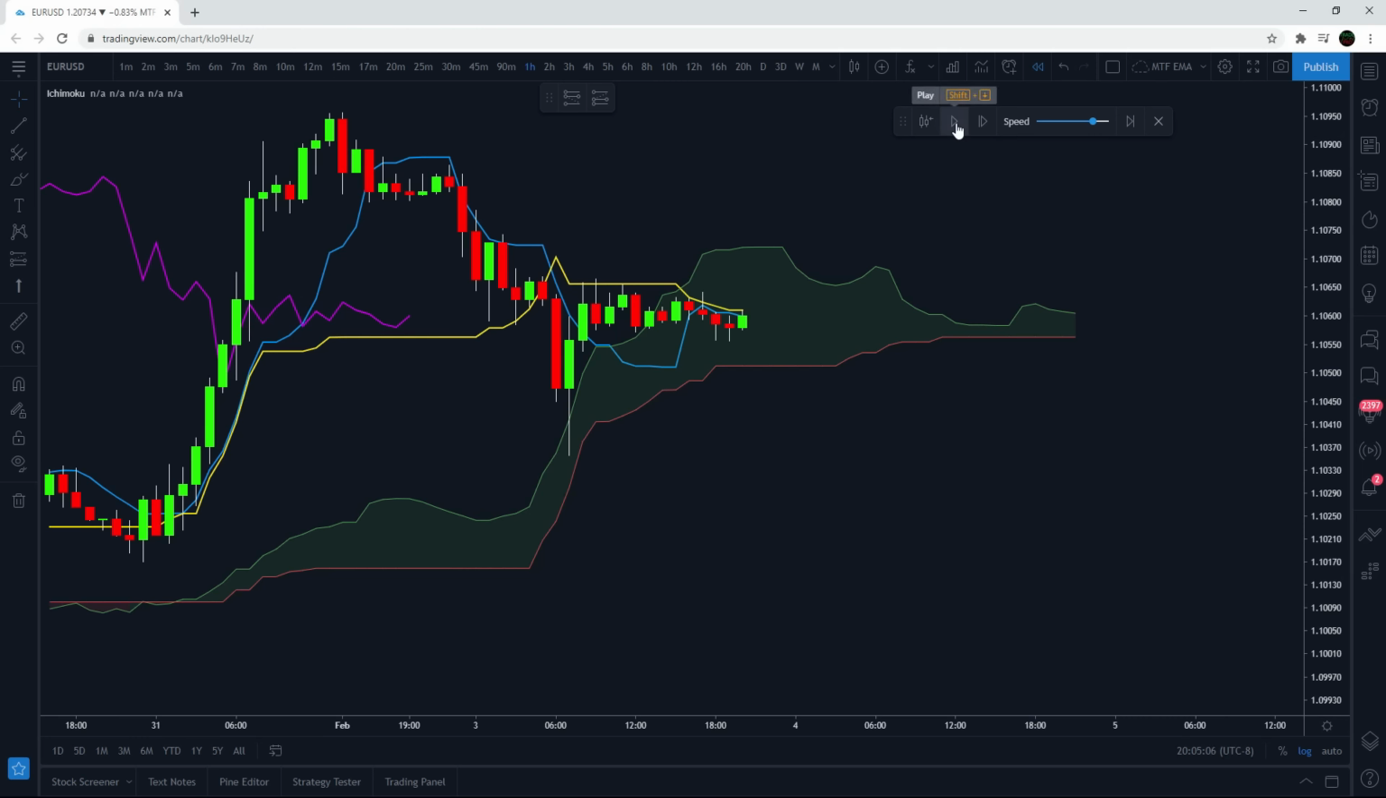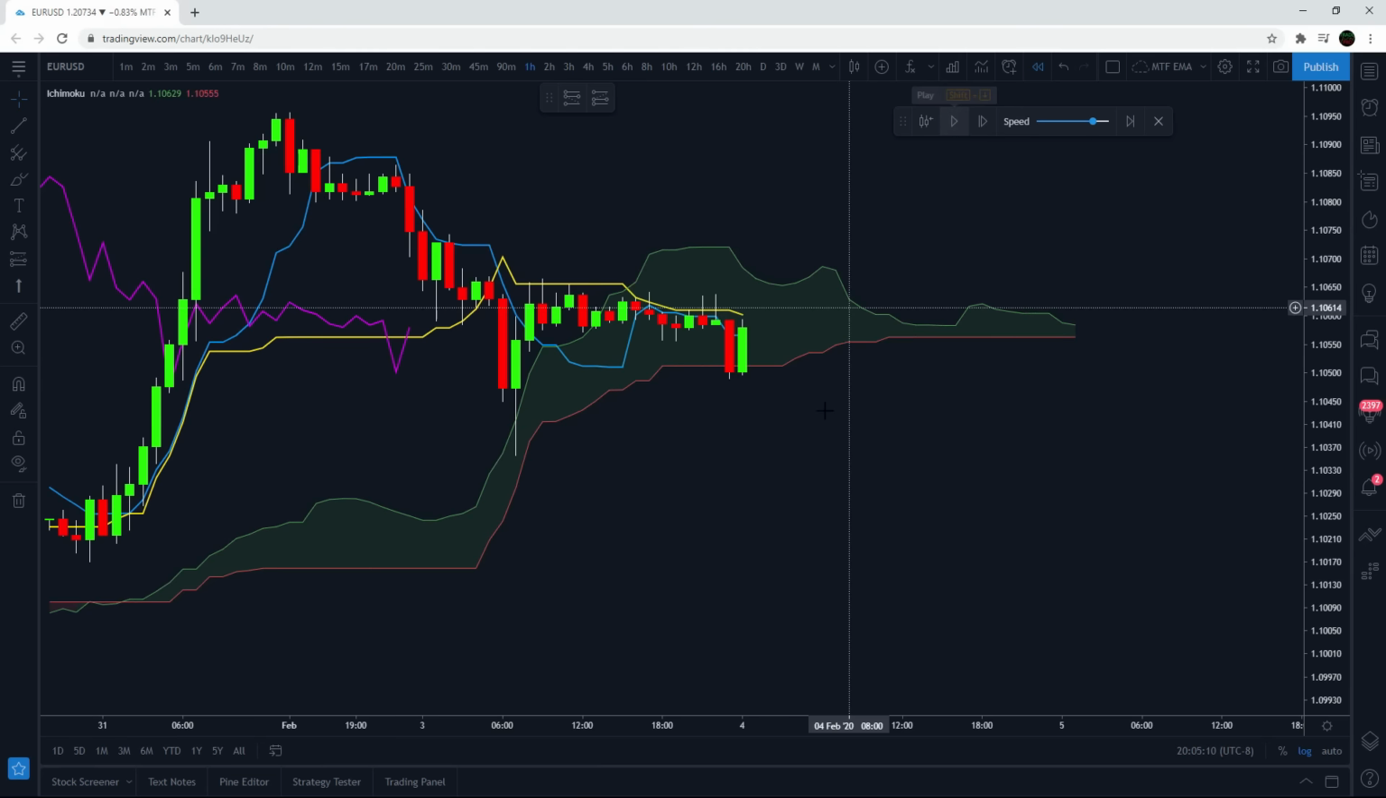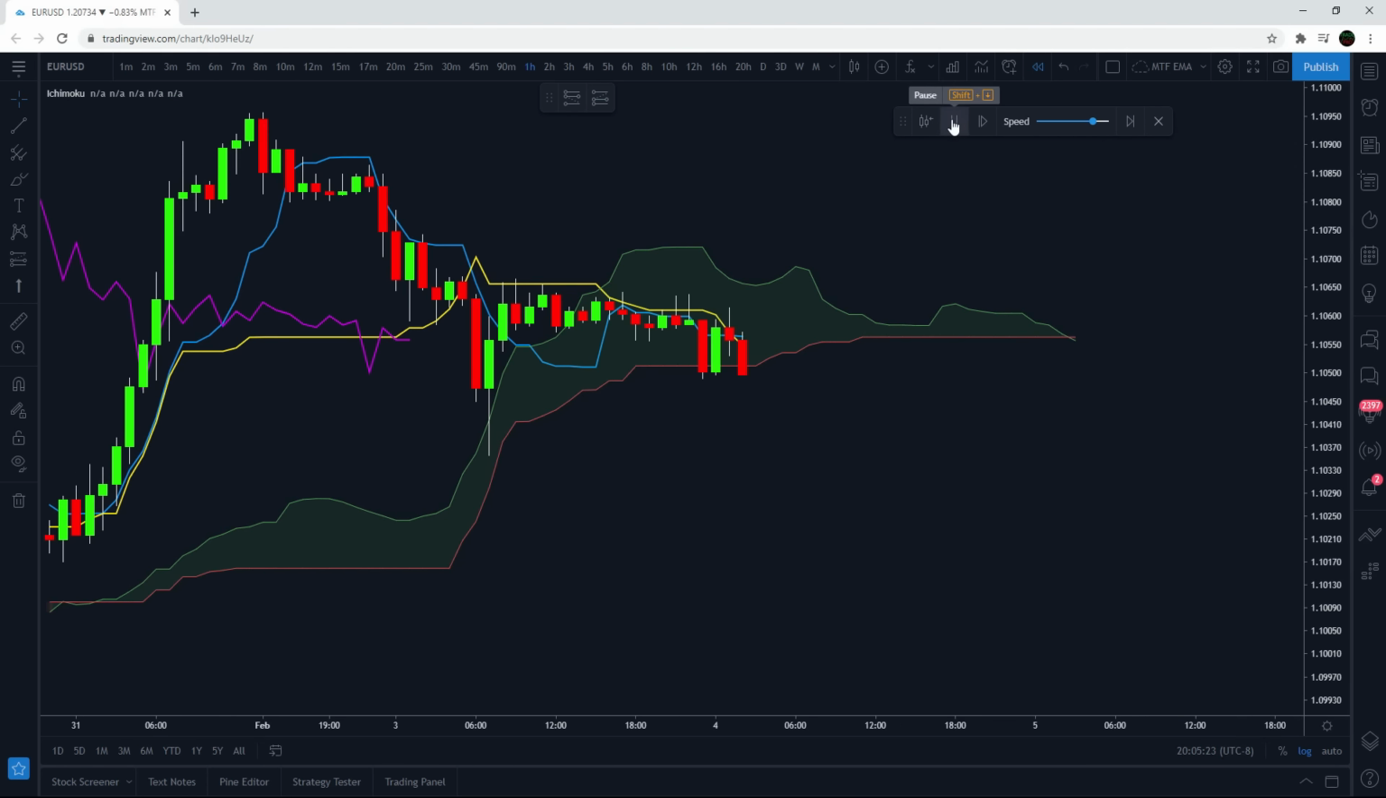All right, so here is another short example. Let's play it out on the bar replay and go over the rules. So we had a close below, and we do not see a red cloud over here. We do not see the lagging span. The only thing that we have is the close and the conversion line crossed below the baseline. So we're waiting. No entry.